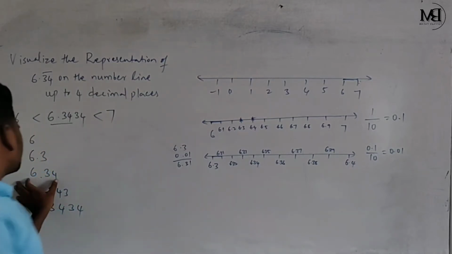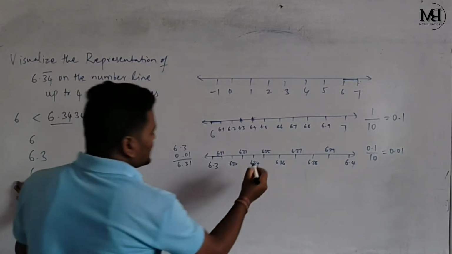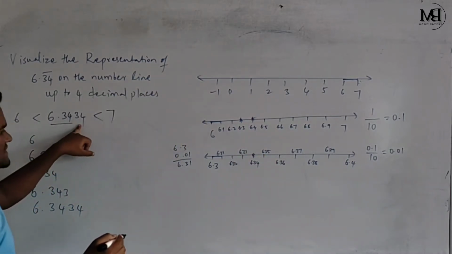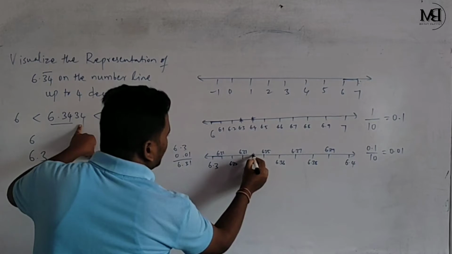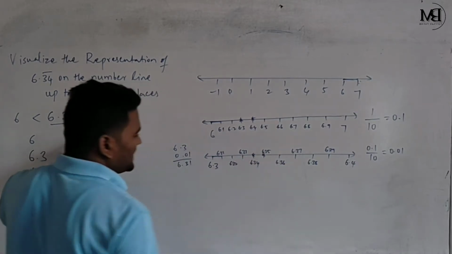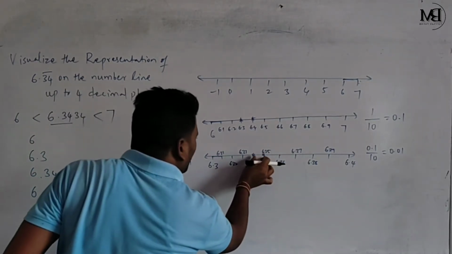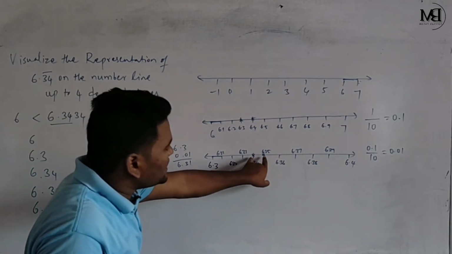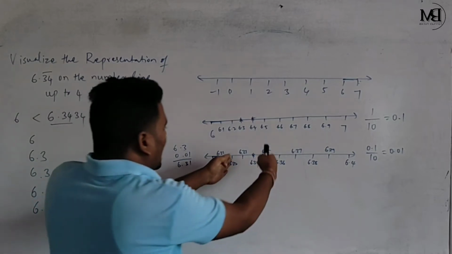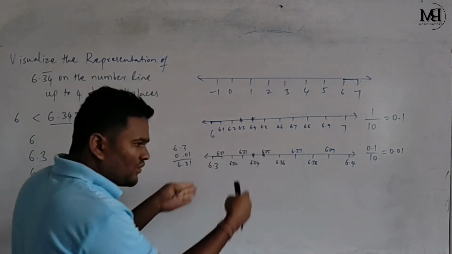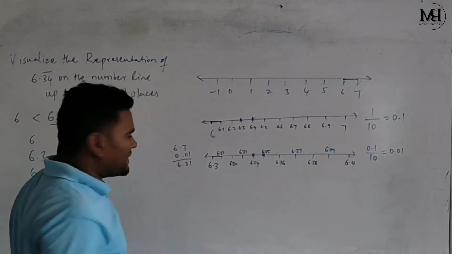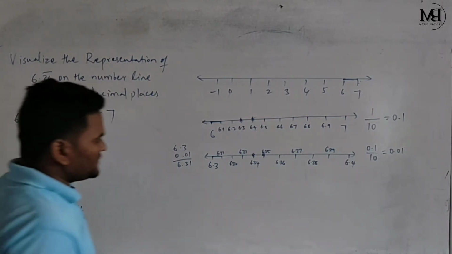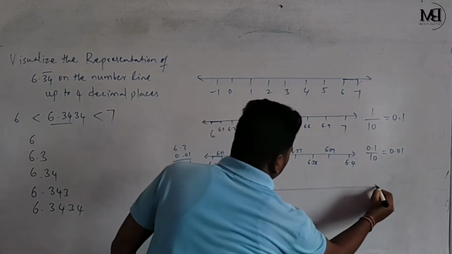Now where is the location of 6.34, my dear children? Here it is. 6.34 is this one. 6.34 is in between 6.34 and 6.35. This 0.01 unit I need to take now. I am going to take this 0.01 unit and I will divide it into 10 parts to get this 6.343.